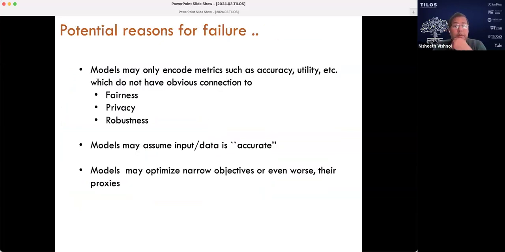So what are potential reasons of failure? Well, this slide is not exhaustive in any way, but models may only very sparsely be able to encode issues or people's concern about fairness, privacy, and robustness, and there's no obvious way how these things will correlate to things like accuracy or utility.